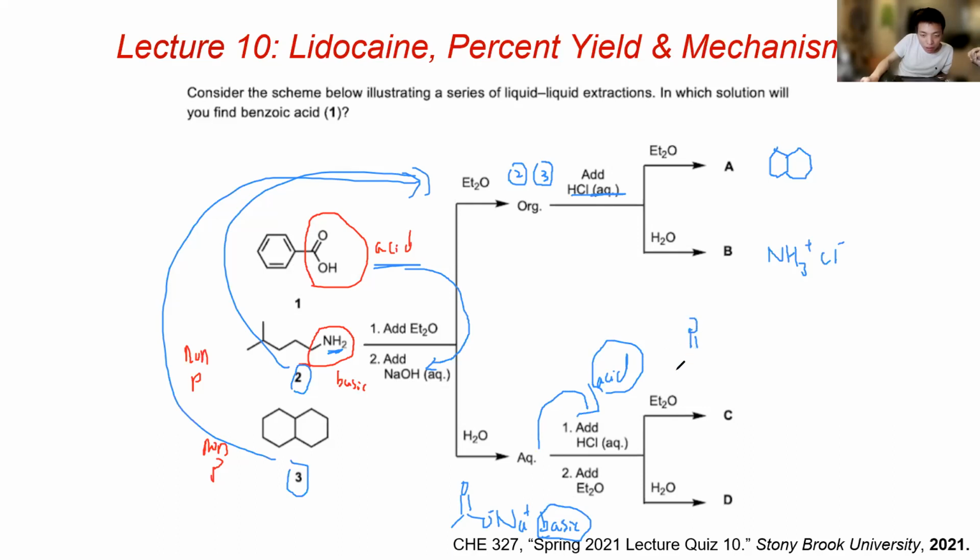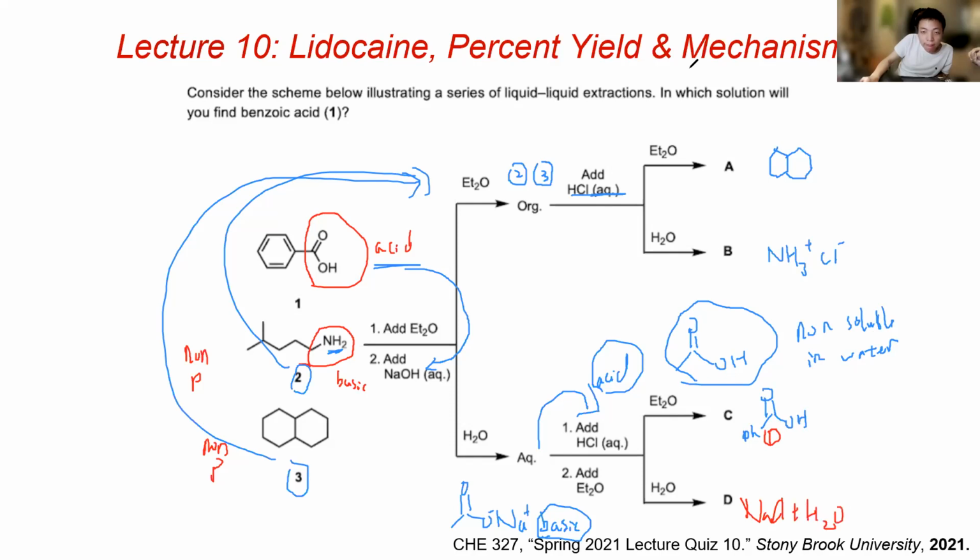And what's going to happen is that it's going to protonate it back to benzoic acid. And we know from experiment 2 that benzoic acid is not soluble in water. So that's why it will stay right here. pH, which is 1. And D will just have salts and water. And which solution and which letter will be benzoic acid after extraction? Yeah, it will be C.